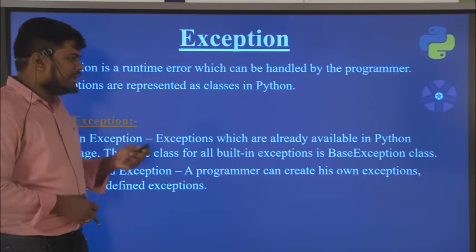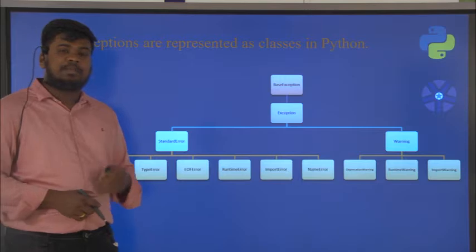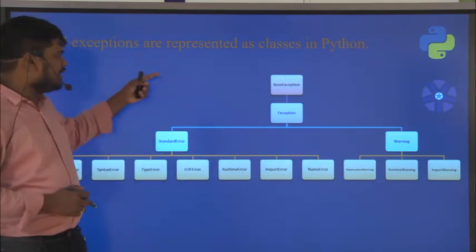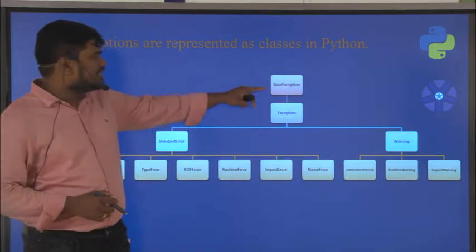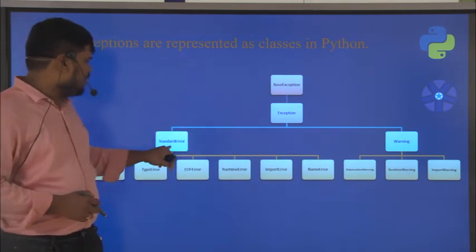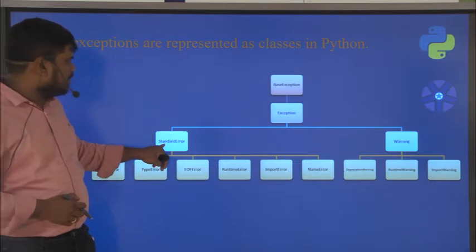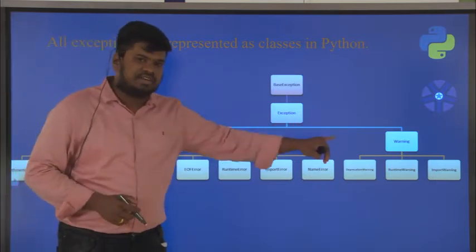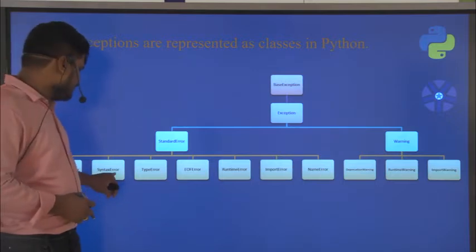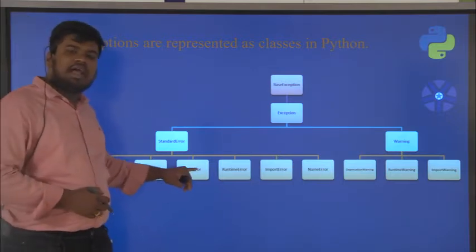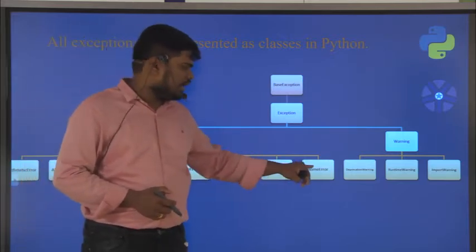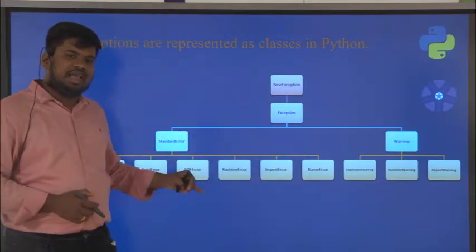Coming to the next important thing, all exceptions are represented as classes in Python, which we have already discussed. So these are the different types of exceptions. BaseException is the main class. Exception is categorized into two types: the first one is standard errors and the next one is warnings. In the standard errors we have AssertionError, SyntaxError, TypeError, EOFError, RuntimeError, ImportError, and NameError. All of these we can happily handle.